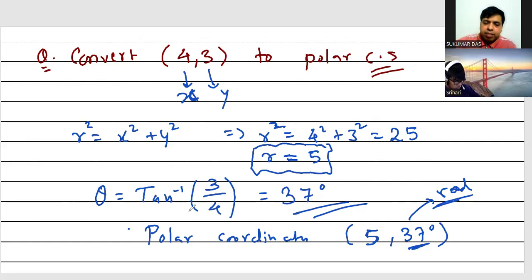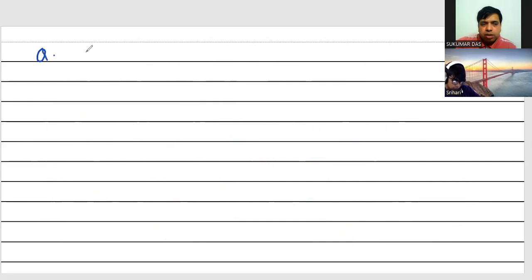So how much are you getting when you do tan inverse 3 over 4? I got 36.869. Perfect. Good. Now first note it down, then we will see another question.